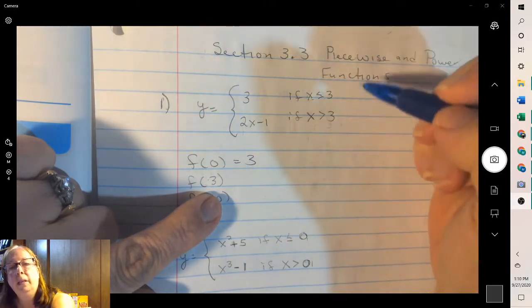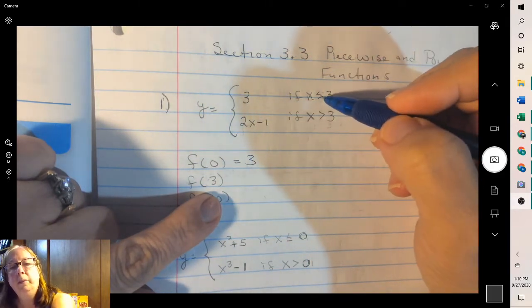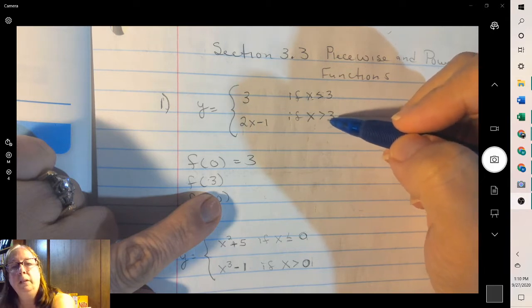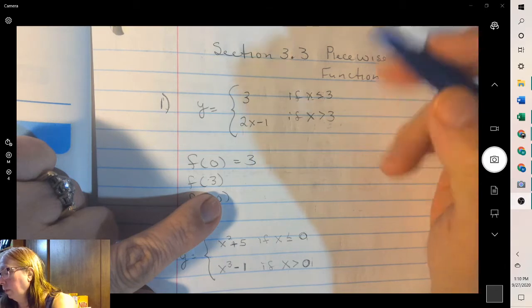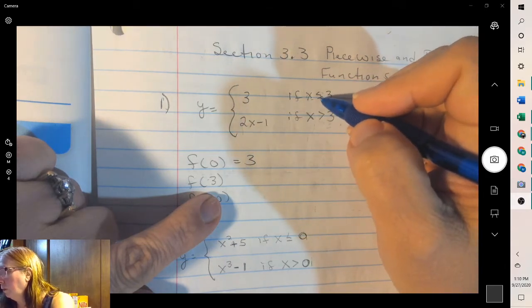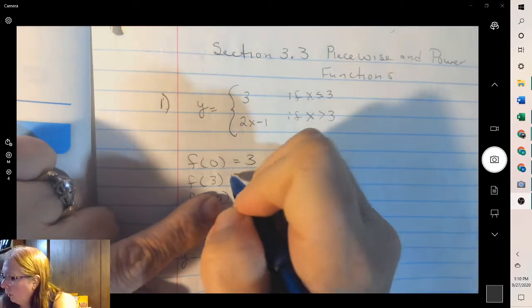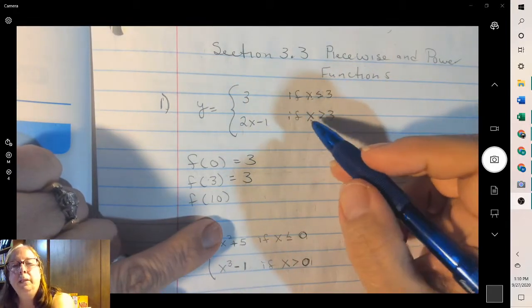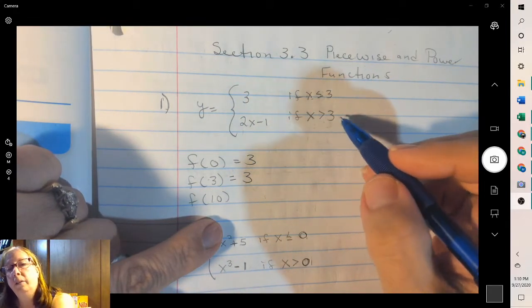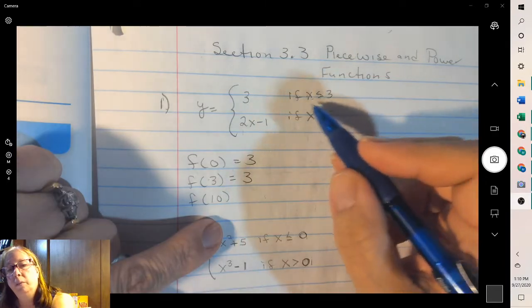Looking at 3, equal to 3 would be this one because this does not have the equal to with it. And since it's a function, it will only have one or the other. So 3 would also use this one, and our answer would be 3. Well, the last one we're plugging in a 10. 10 is greater than 3, so that falls into this one.